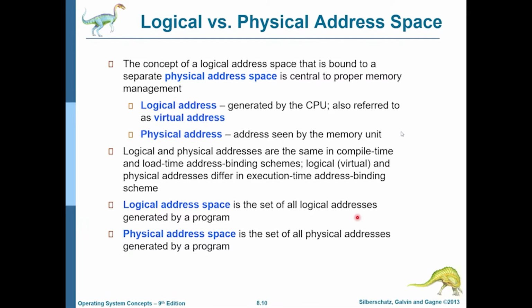Now there are two kinds of addresses: logical addresses and physical addresses. The addresses that are generated by your CPU are called logical or virtual addresses. The address that the memory unit sees are called physical addresses. There is a module in between. There is some hardware that sits between the CPU and the memory unit that converts logical or virtual addresses to physical addresses.